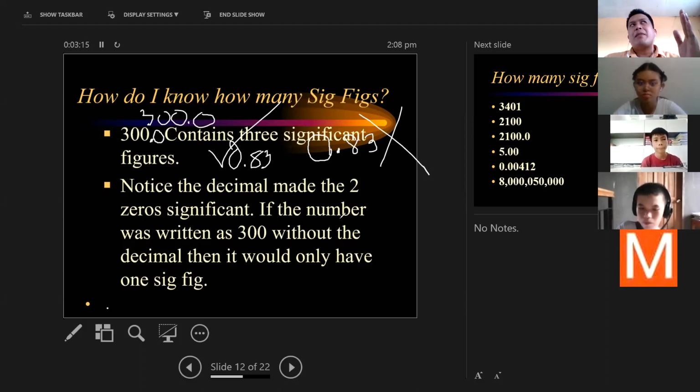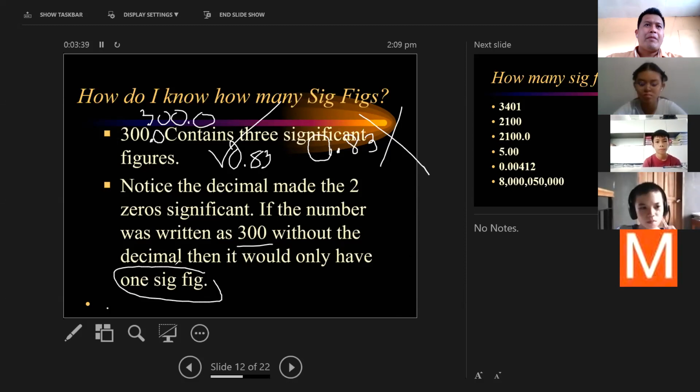Why am I trying to emphasize the correct way of writing significant figures here? For us, the correct way of writing the decimal point is always the case of the lesson, for us to understand the number of significant figures present in a given number. So if we are going to write only 300, you only have 1 significant figure here. Okay?